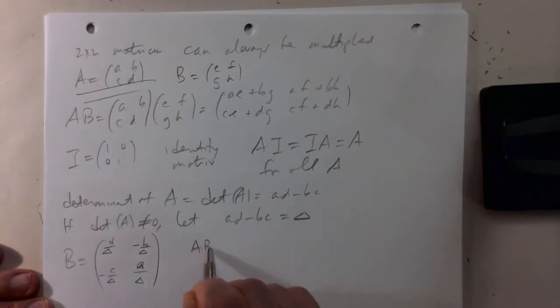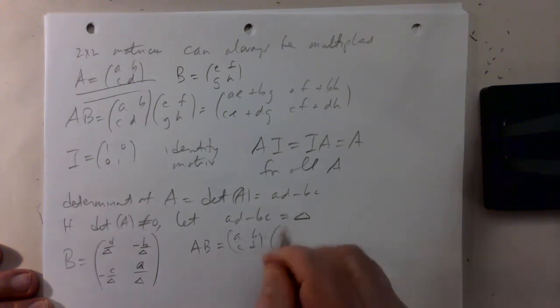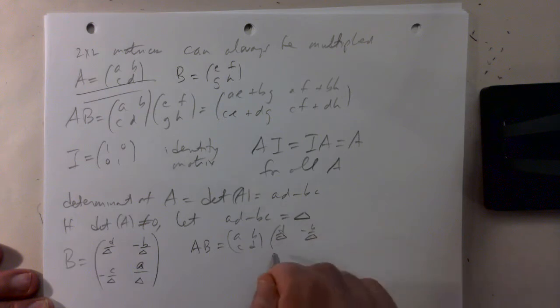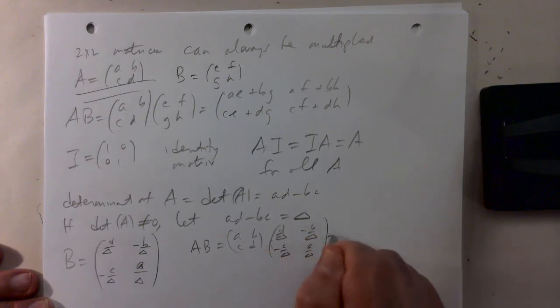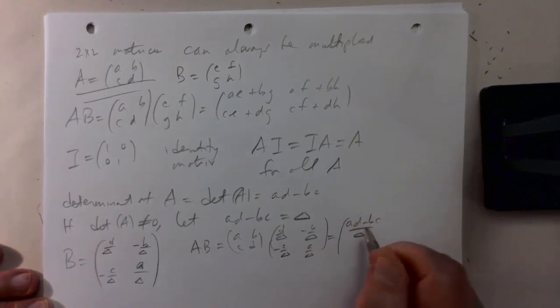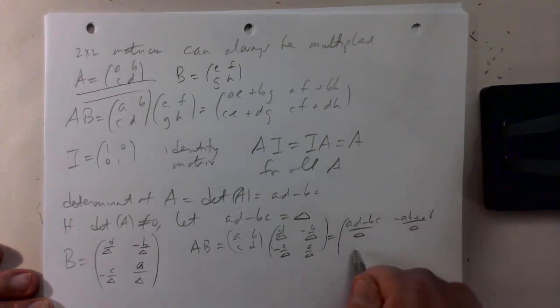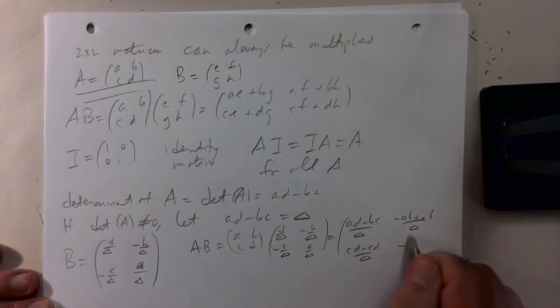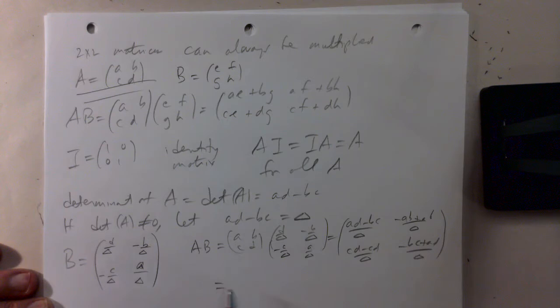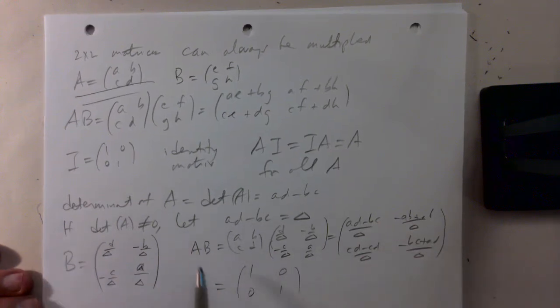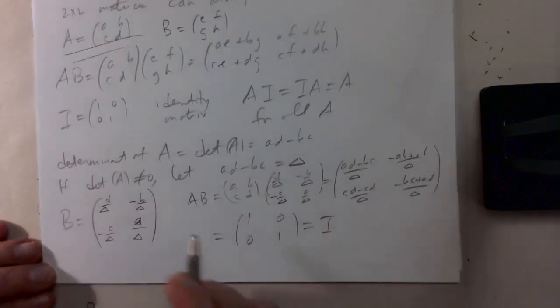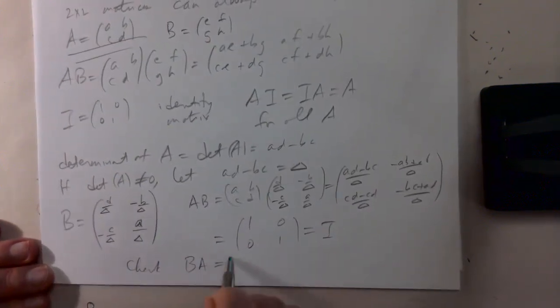Well, let's compute AB. A, B, C, D times D over delta, minus B over delta, minus C over delta, A over delta. I get AD minus BC over delta, minus AB plus AB over delta, CD minus CD over delta, minus BC plus AD over delta. AD minus BC is delta. This is delta over delta, that's 1. Minus AB plus AB is 0, CD minus CD is 0, AD minus BC is delta. So if you multiply A on the right by B, you get the identity. And it's also true, you should check, that B times A is the identity.